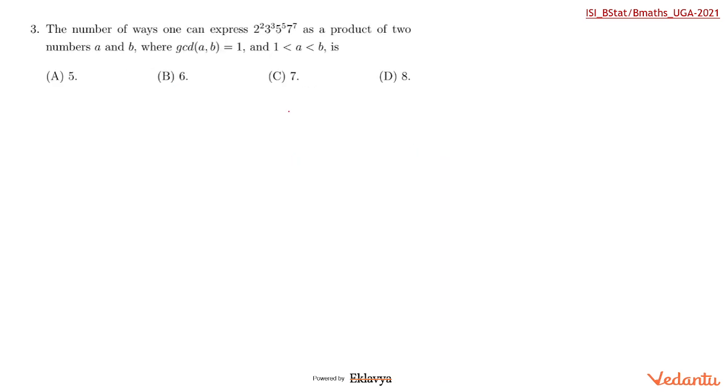Now question number 3: the number of ways one can express 2 squared into 3 cubed into 5 raised to the power 5 into 7 raised to the power 7 as a product of two numbers A and B, where A into B is this number, the GCD of A and B is 1, and A is more than 1 and less than B.